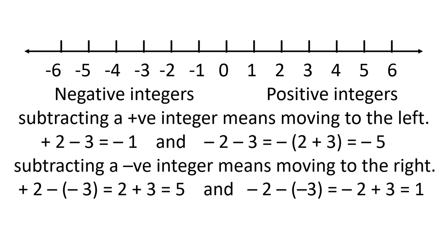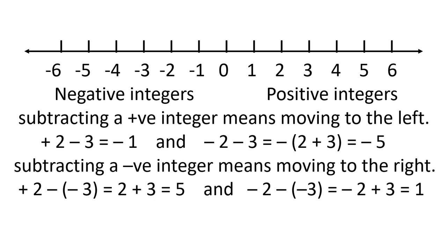Subtracting a negative integer means moving to the right. Why? Because subtracting a negative means you are taking out the negativity. Taking out the negativity means increasing the positivity. Increasing the positivity means moving to the right on the number line. So let's take two examples where we are subtracting a negative integer. So you subtract minus 3 from 2.